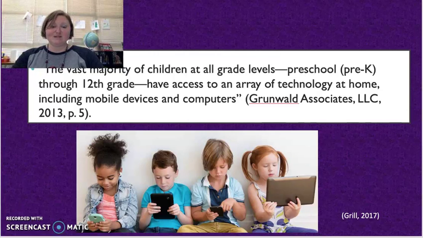Grunwald Associates LLC did a study in 2013, and they said the vast majority of children at all grade levels, preschool through 12th grade, have access to an array of technology at home, including mobile devices and computers. So the question is, how can we, as educators, integrate technology into our classrooms, or maybe even into our daily lessons and assessments? One model that we might want to use to help us facilitate technology integration is something called the SAMR model.